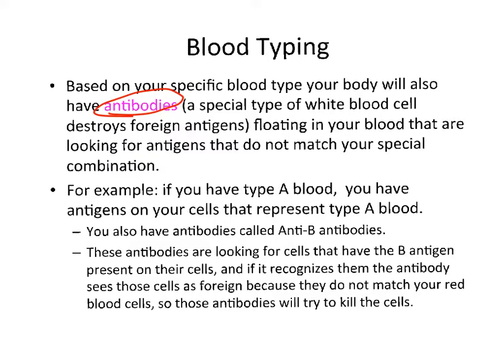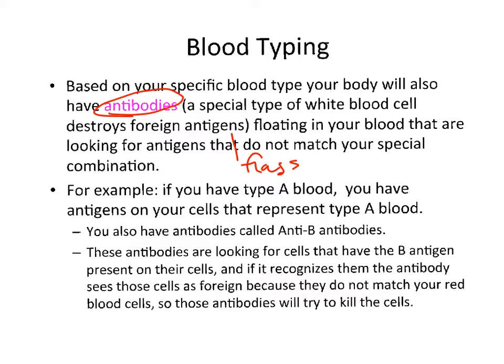Antigens, little flags. Remember, the antigens are the flags. Little flags that don't belong there. And so if you have type A blood, okay, you have anti-B antibodies, or antibodies that would attack B-type blood. And so they float around in your body all the time, and they look for B-type blood.